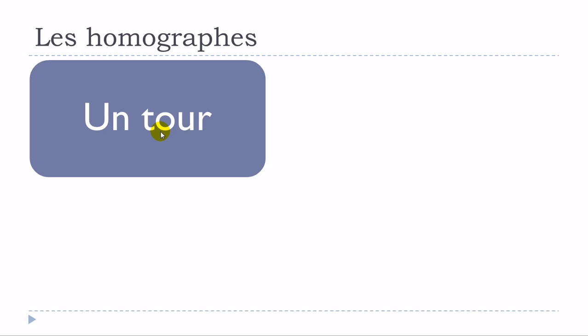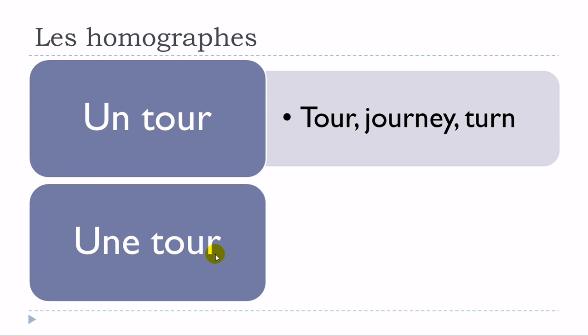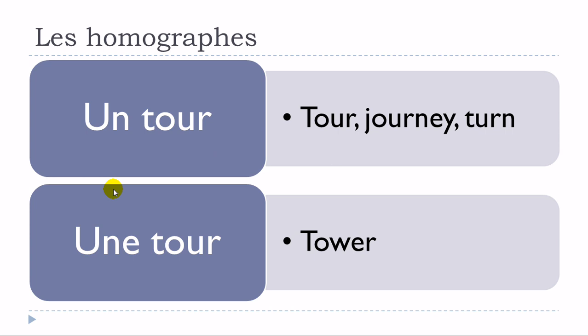Un tour. Okay, so actually this word has quite many meanings, so it can be tour, tourney, turn, and other meanings as well, but then the good thing is that the feminine form, une tour, has only one translation, and it's here. Tower, une tour. Okay, so un tour, une tour.